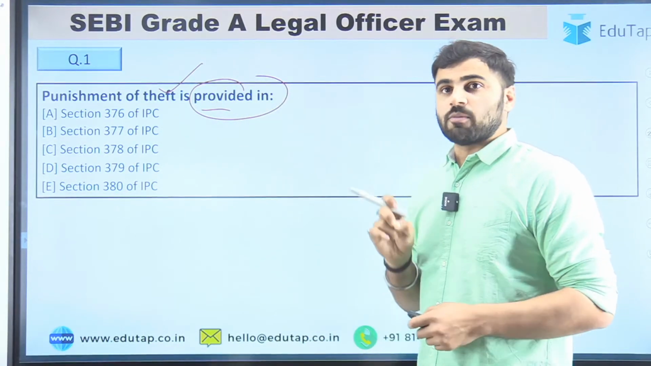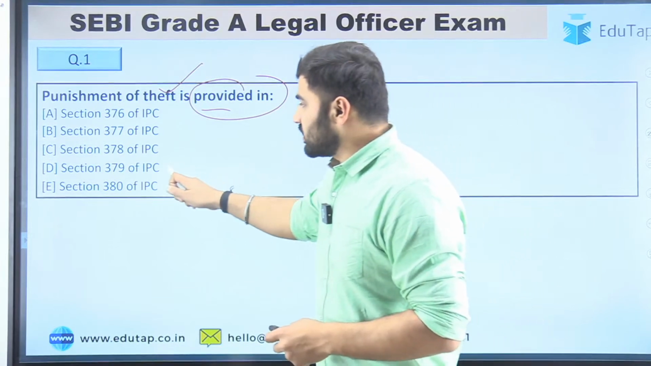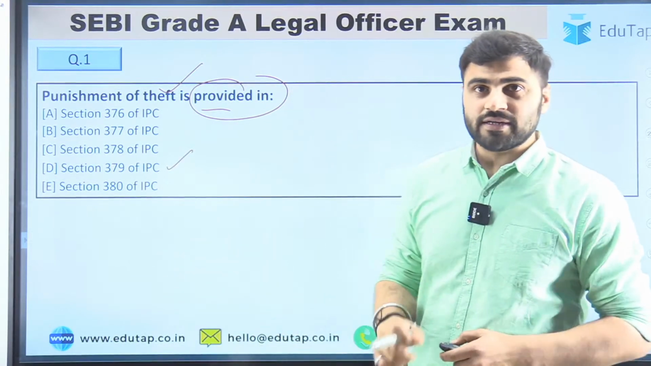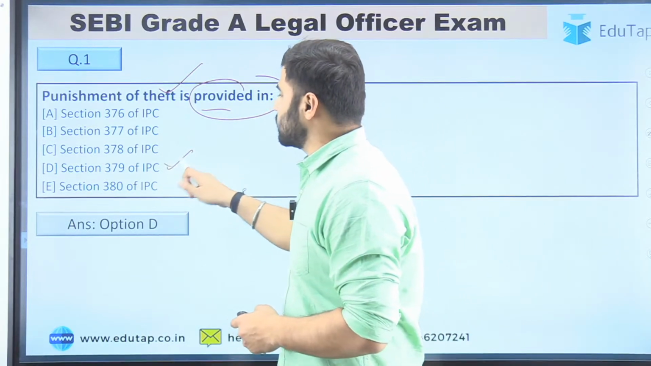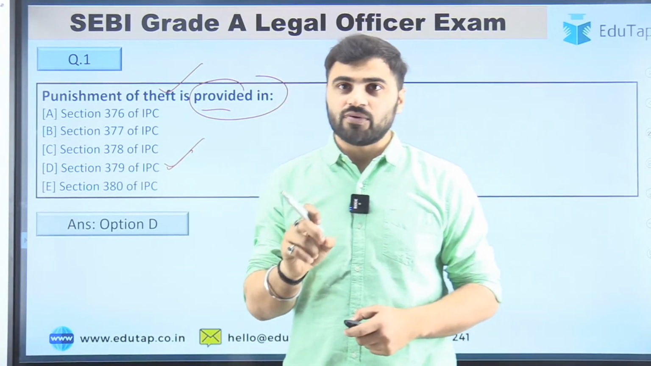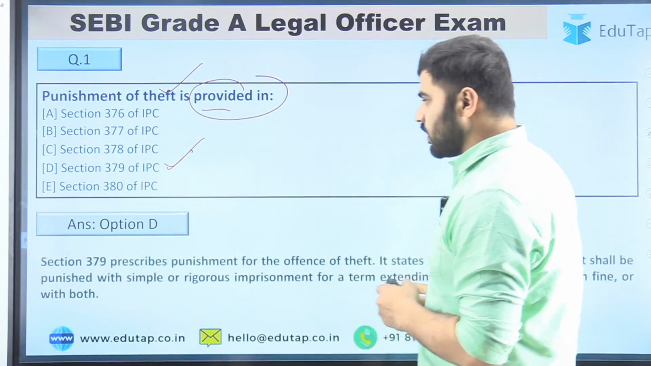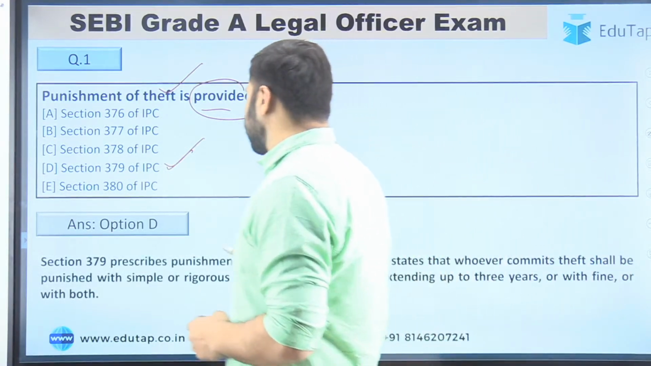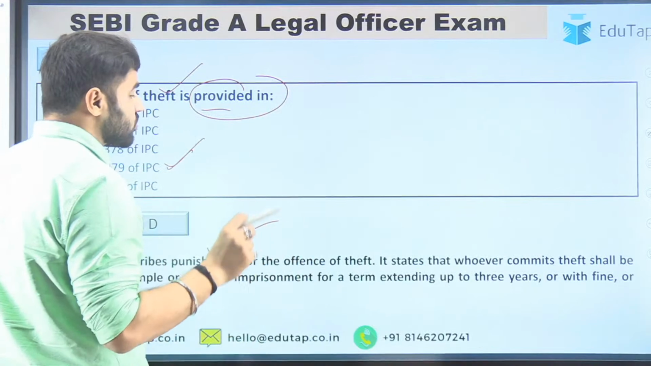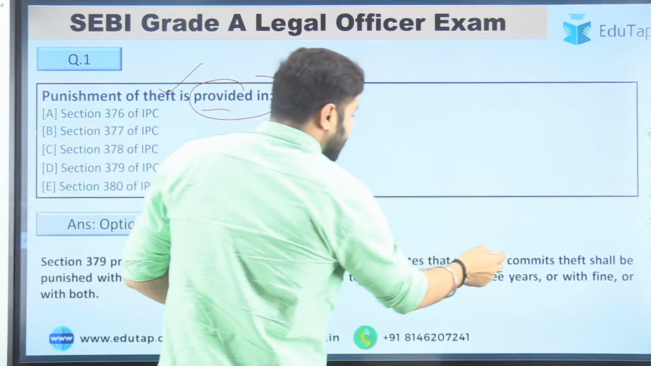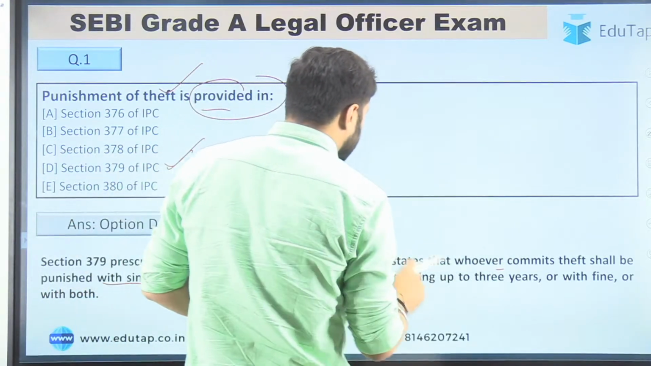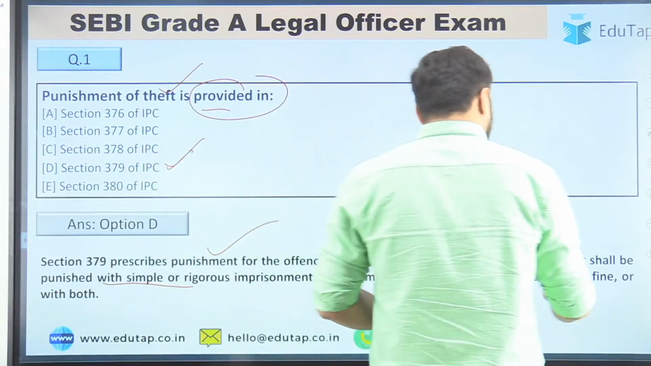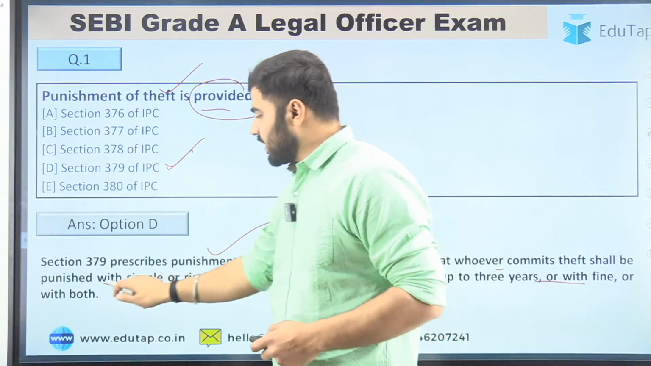So Kavita is saying option number D, that is section 379 of the Indian Penal Code, right? Let's see, guys. The right answer for this question is option number D, that is section 379 of the Indian Penal Code. Very good, Kavita. So guys, section 379 prescribes punishment for the offense of theft. It states that whoever commits theft shall be punished with simple or rigorous imprisonment for a term extending up to 3 years, or with fine, or with both, right?